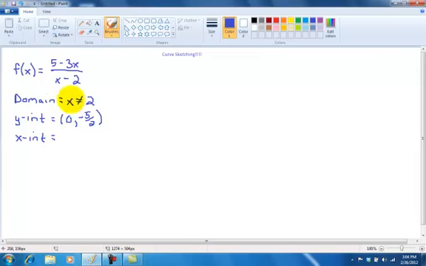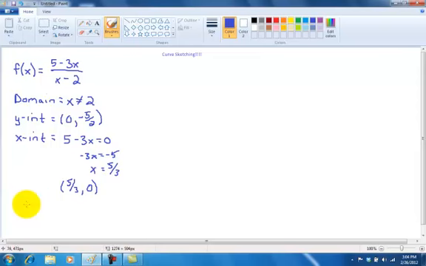For the x-intercept, you just take the numerator and set it equal to 0. So I'll write that here. 5 minus 3x equals 0. Negative 3x equals negative 5. x equals 5 over 3. So our x-intercept is positive 5/3, comma 0. So there's your x-intercept, there's your y-intercept. Those are two easy things to calculate right off the bat, and those definitely will help you in curve sketching.